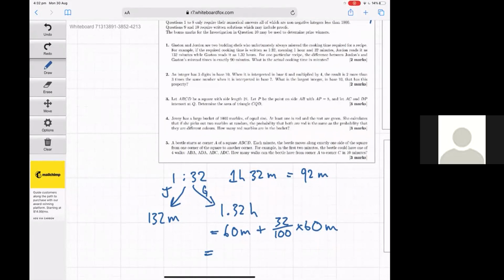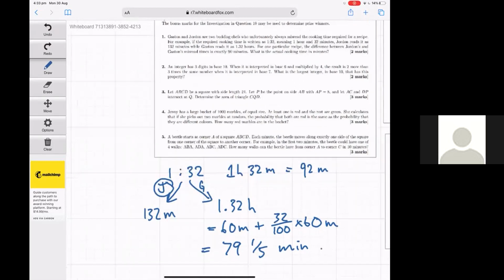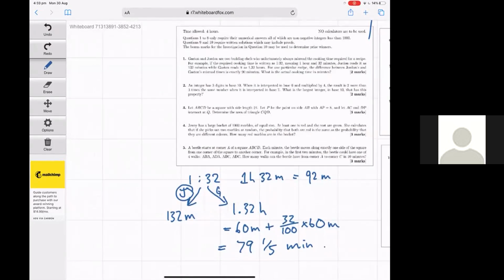Yeah, so that becomes 79 and 1/5 minutes. So in general, Jordan interprets it as a time that's longer than Gaston's. Jordan gets the hour bit incorrect and distorts that, whereas Gaston gets the minutes bit incorrect and distorts that.